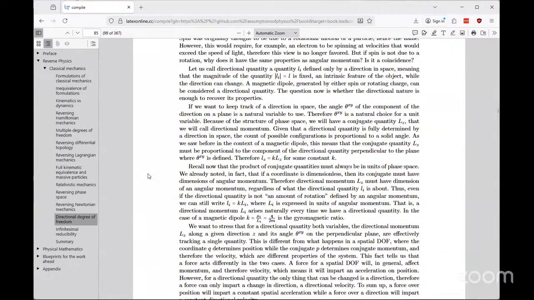Let us call directional quantity a quantity Li defined only by a direction in space, meaning that the magnitude of the quantity, the norm of Li, is equal to L, fixed, an intrinsic feature of the object, while the direction can change. Magnetic dipole generated by either spin or rotating charge can be considered a directional quantity. The question now is whether the directional nature is enough to recover its properties.